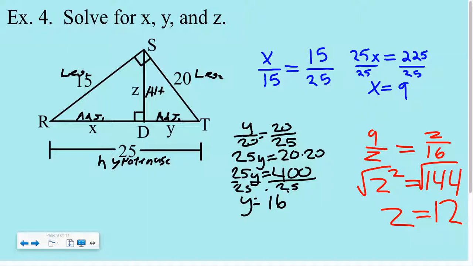Ross, do you agree z equals 12? That didn't sound very confident. Gavin, do you agree z equals 12? Yeah. Okay, good. You should. Questions on that one? Okay, we're going to do one more.